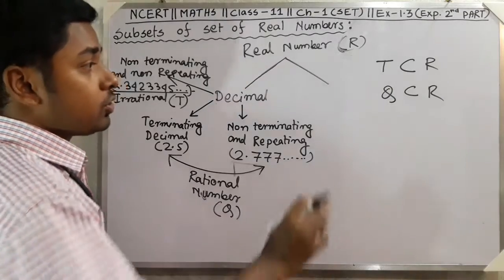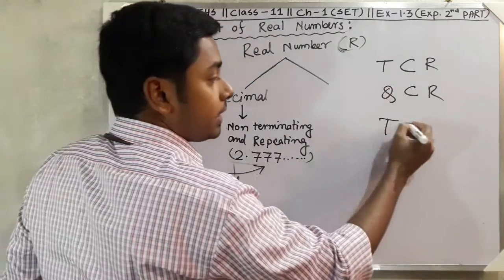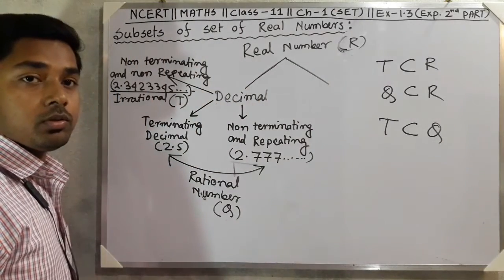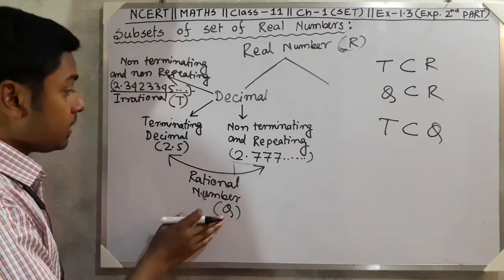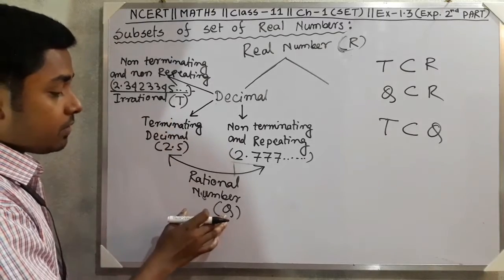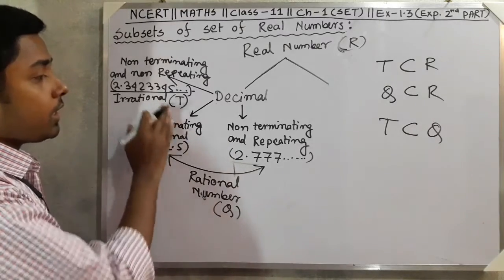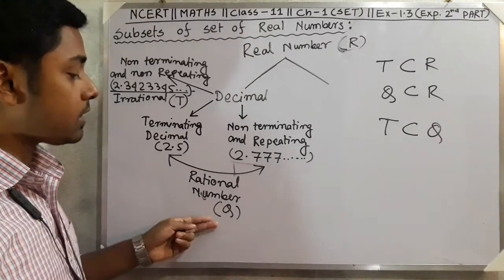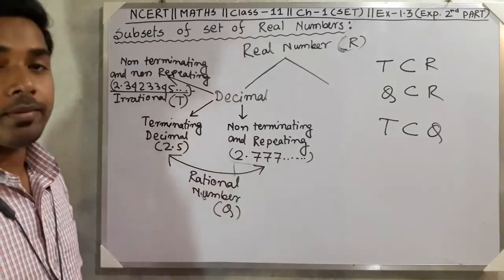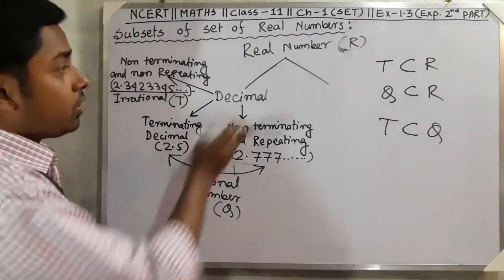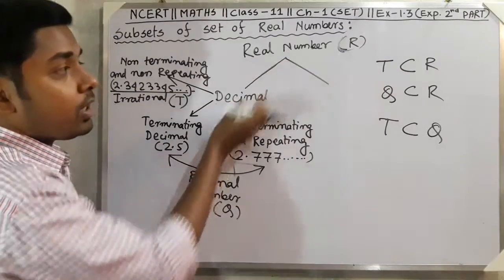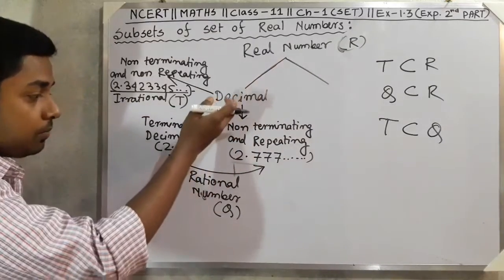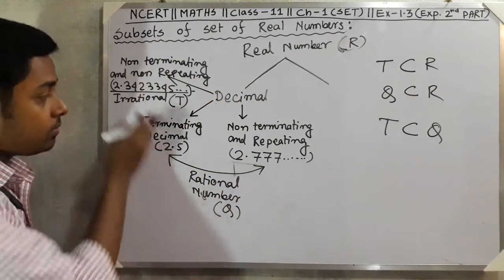Now what about T and Q? Can we tell T is a subset of Q? No. We cannot tell. Why? Because there is no relation between Q and T. Q और T के बीच में कोई relation नहीं है. ये दोनों अलग है, इसका रूट अलग है, इसका रूट अलग है. ये दोनों एक ही बीज से निकला हुआ है जो है रियल नंबर. उसी बीज का दोनों पेयर है ये.